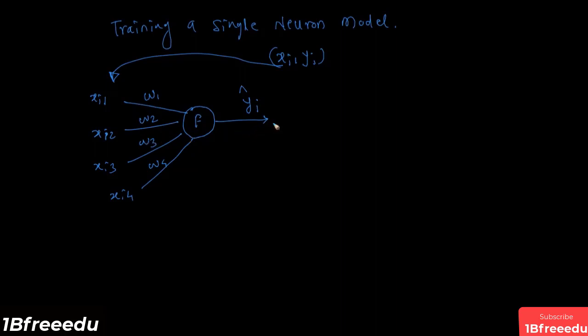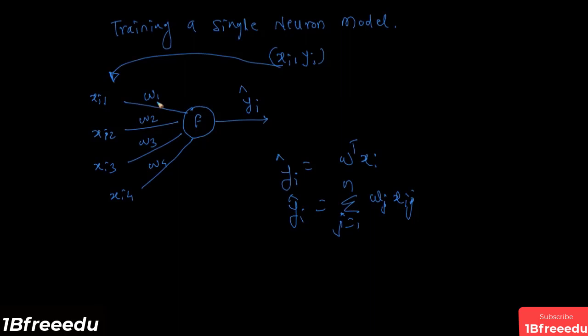For this discussion, we will consider a regression problem. In case of regression, we know yi hat is equal to w transpose xi. Because in linear regression, this yi hat is simply the sum of the weights and inputs. So I can write yi hat as the sum over j equal to 1 to n of wj xij.